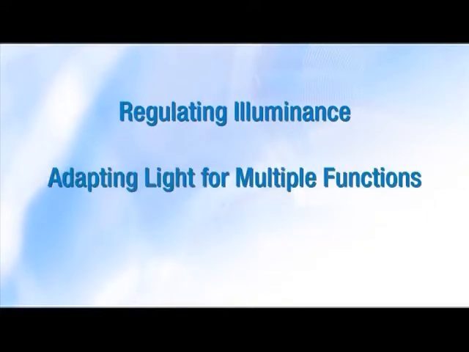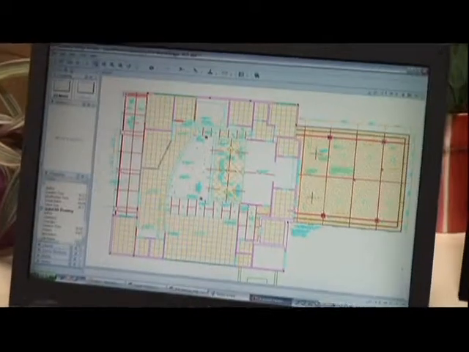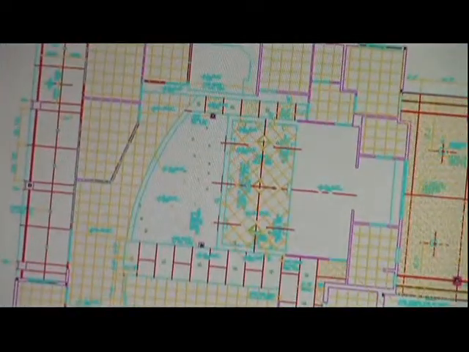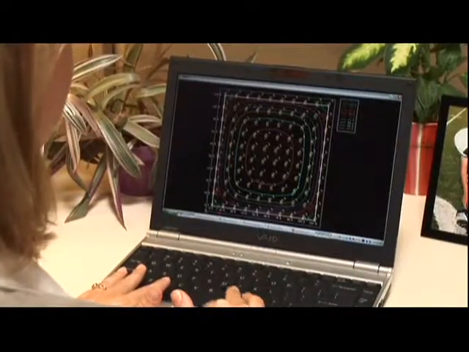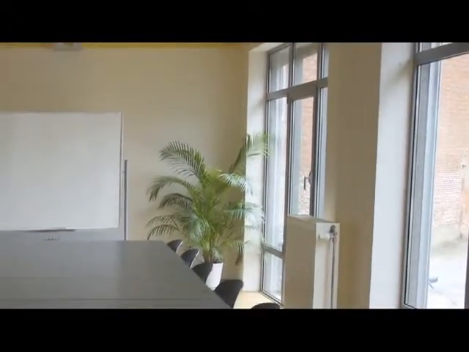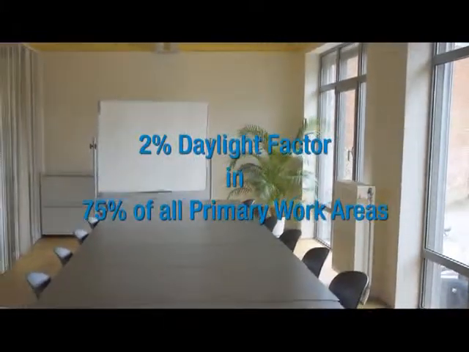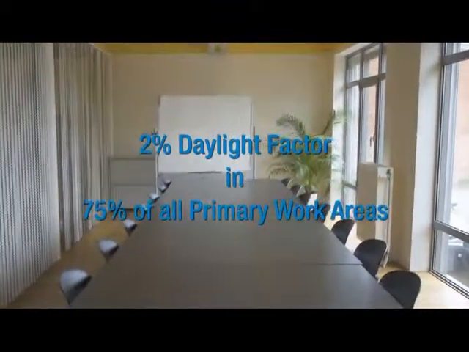There are three basic dimensions of the control task: regulating the amount of illuminance to fit what is needed for normal work, adapting the amount of light in a space to fit multiple functions, and controlling the shifting patterns of daylight in the occupied space. Regulating the amount of illuminance critically depends on a good design that considers the many variables affecting the amount of natural light available for a given task, and then meets the objective of using natural light in a significant amount of the space. For example, one standard requires a 2% daylight factor in 75% of all primary work areas.